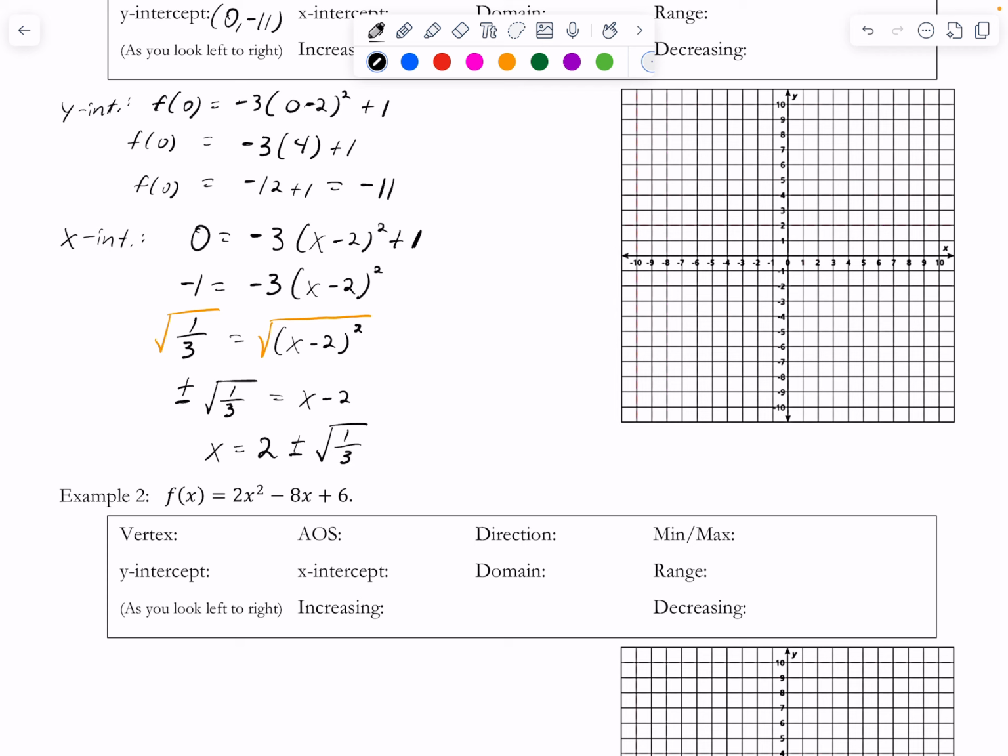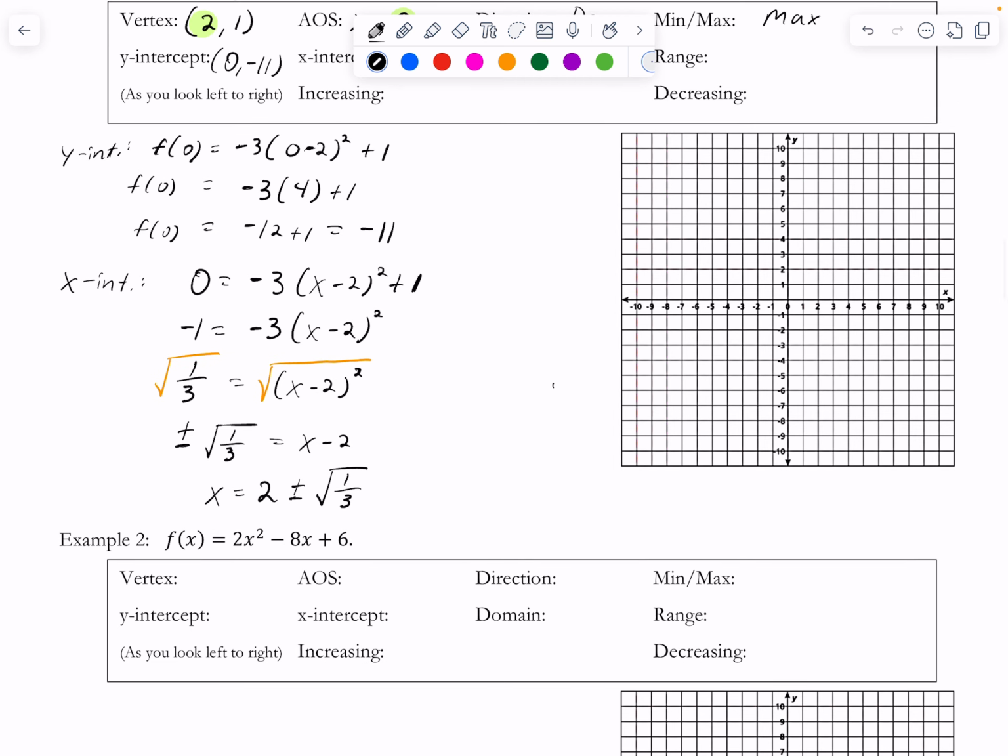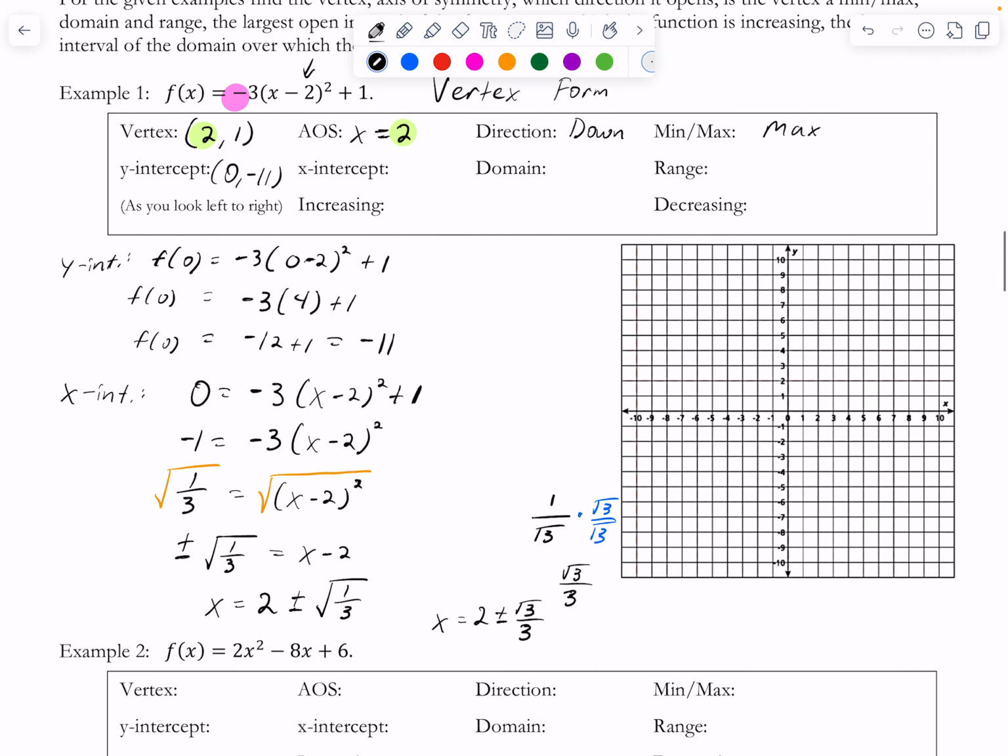Now technically if you wanted to, you could rationalize that, right? Because the square root of 1 is 1, so it'd be 1 over the square root of 3 times the square root of 3 over the square root of 3, which would become the square root of 3 over 3. So if you wanted to rewrite that, you could write it as 2 plus or minus the square root of 3 over 3. Again, not really that concerned about it. That's not really what we're focused on right now. But that is going to be our x-intercepts.